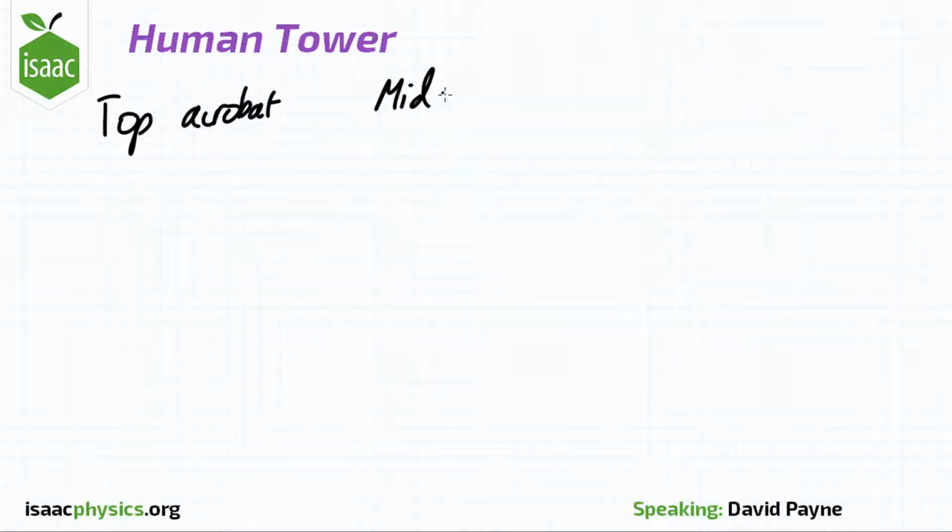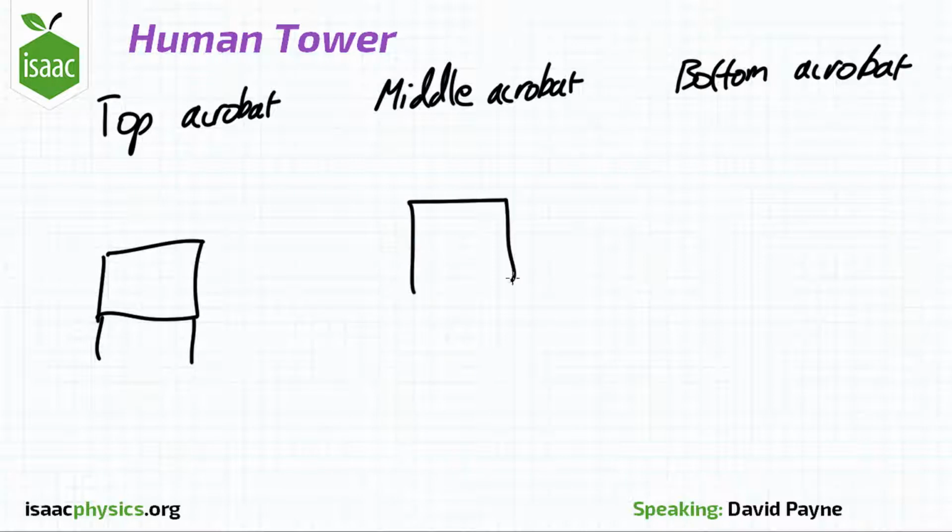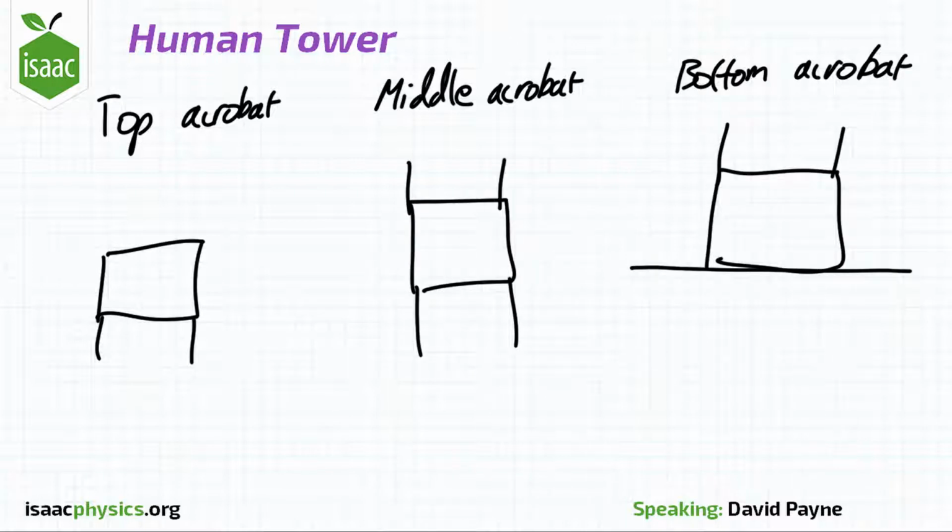In this part of the question, we are asked to find the total downwards force acting on the bottom acrobat. In order to do this, we will work out the force on the top acrobat, and then the middle acrobat, and finally the bottom acrobat. Let's start with the top acrobat.